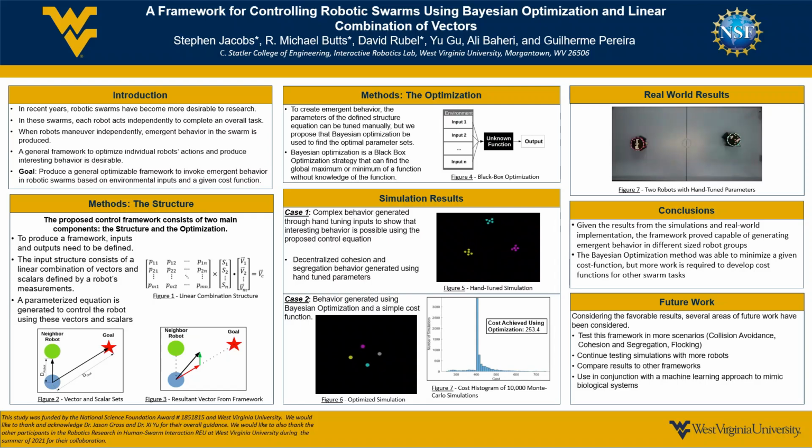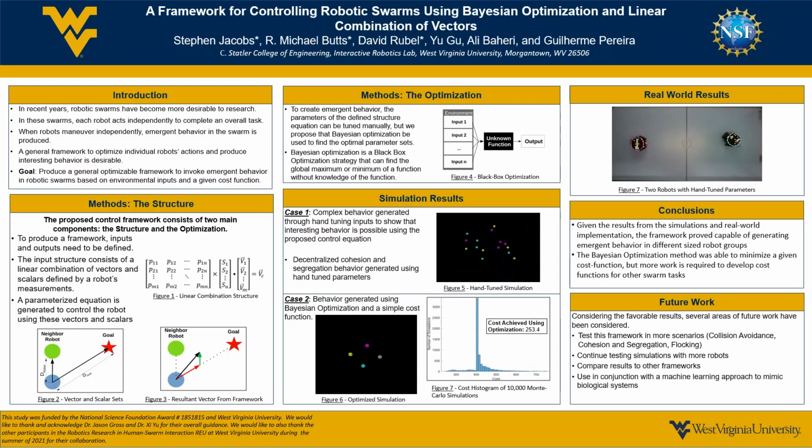In case 2, a simpler task of avoiding collisions with other robots and reaching a goal position was approached. In this simulation, both hand-tuned and optimized parameters were found. For this situation, the cost function penalized the robots for getting close to one another, but also encouraged them to reach their goal locations quickly. The Bayesian optimization method was able to find a parameter set that better minimized the cost function than the human-generated parameters.